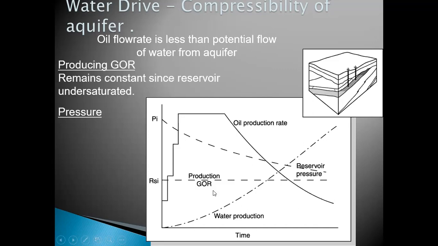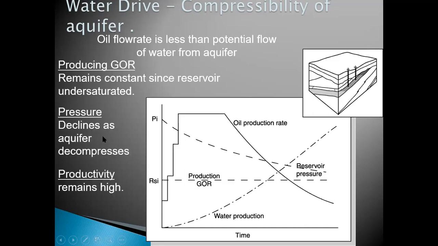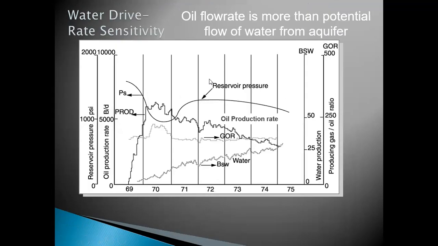GOR remains constant, there is no gas production, so it remains constant here. The decline as the aquifer. This is the water one. So reservoir pressure, you can say, is kind of a retrograde condensate story. Here you see there is a decline in pressure, but then a sudden increase in pressure, and the production is quite constant. There is no rapid decline in this. But here you see when the pressure is declining, the gas oil ratio is also increasing.